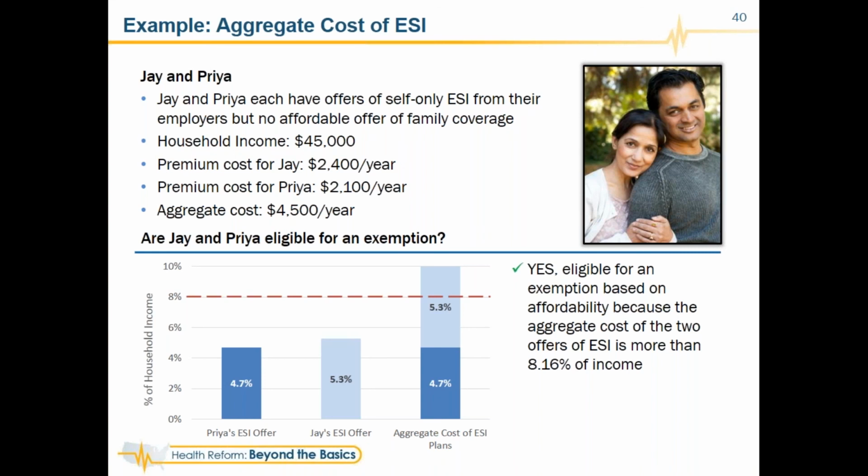Jay and Priya each have offers of self-only employer-sponsored coverage. There's no offer of affordable family coverage. For Jay, the cost is $2,400 a year. For Priya, it is $2,100 a year. The aggregate cost is $4,500 a year. So we can look at the aggregate cost of insurance compared to their household income and find that it's unaffordable because it is more than 8.16% of income.